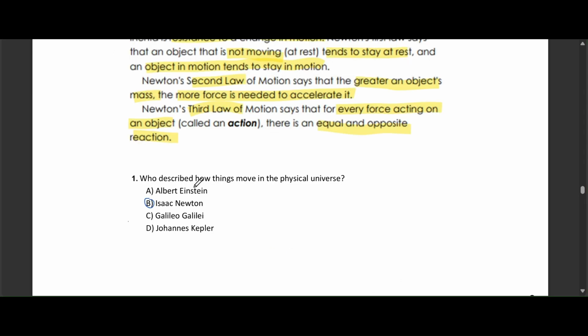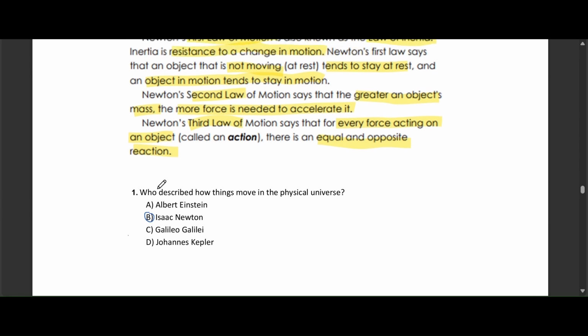English section, where we'll be testing your understanding of some important physics concepts. Question 1. Who described how things move in the physical universe? Was it A, Albert Einstein, B, Isaac Newton, C, Galileo Galilei, or D, Johannes Kepler? The correct answer is option B, Isaac Newton.